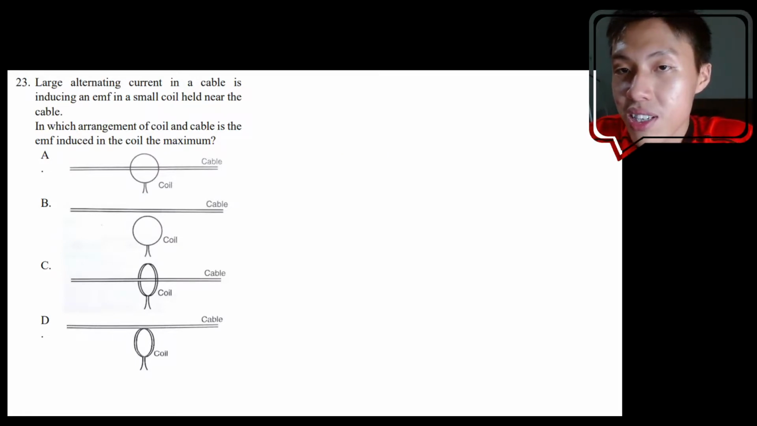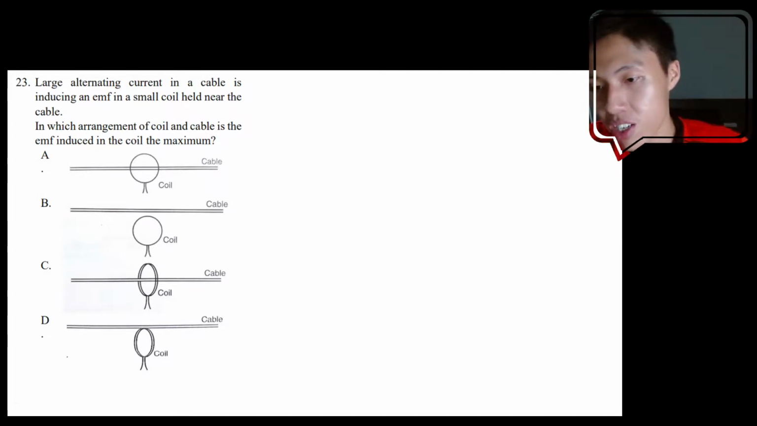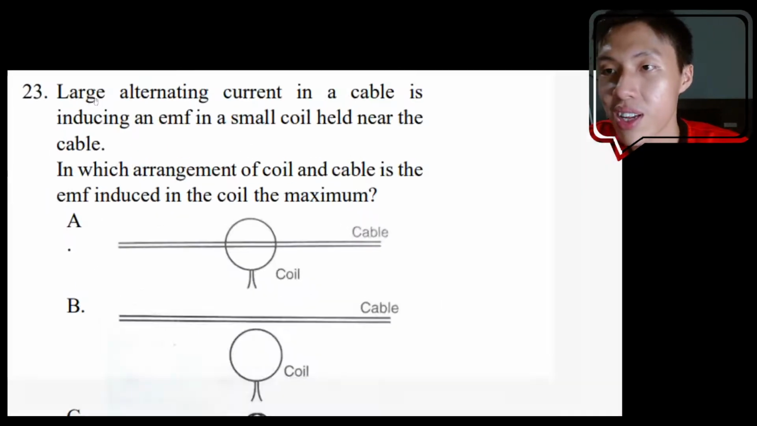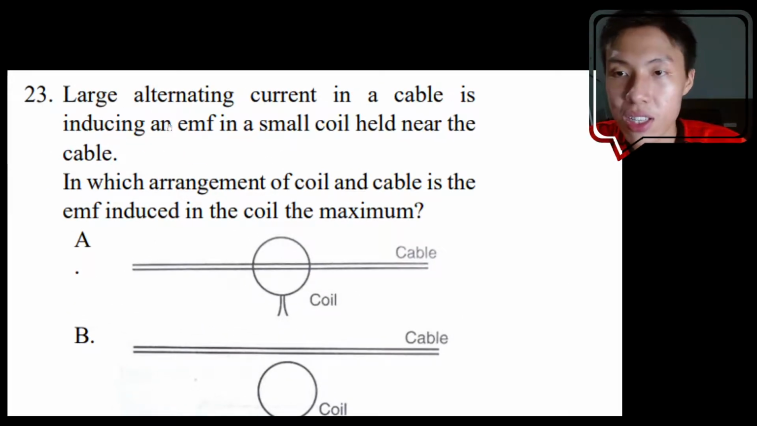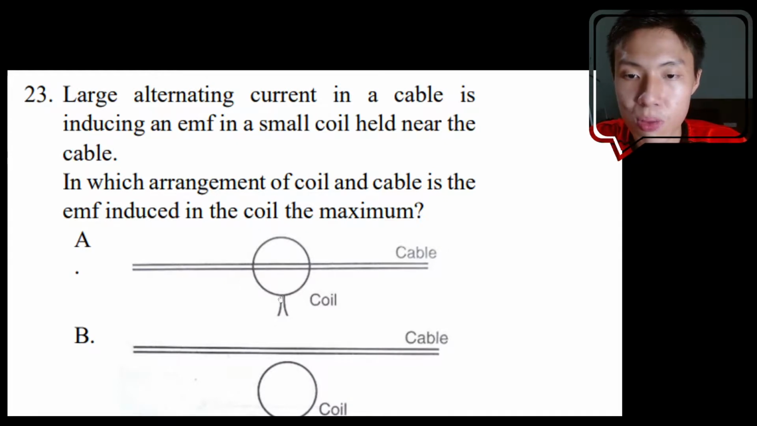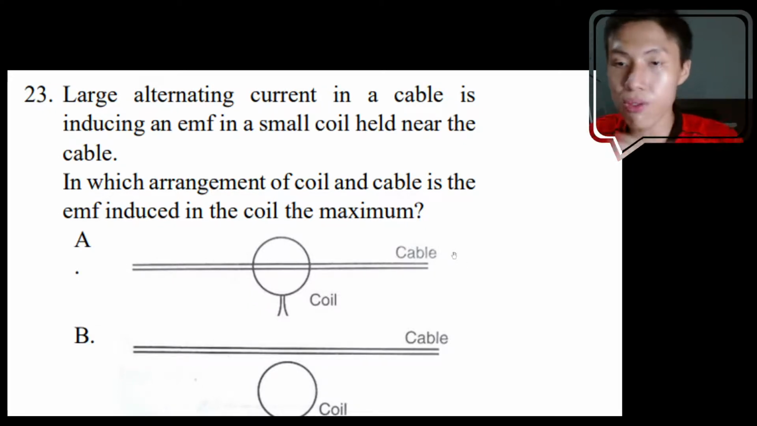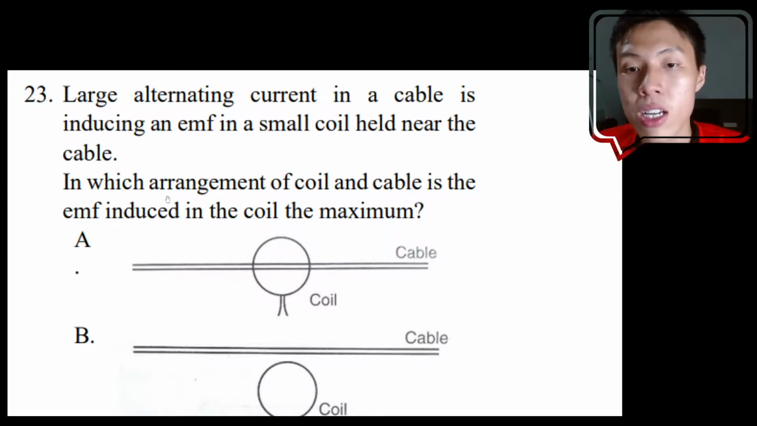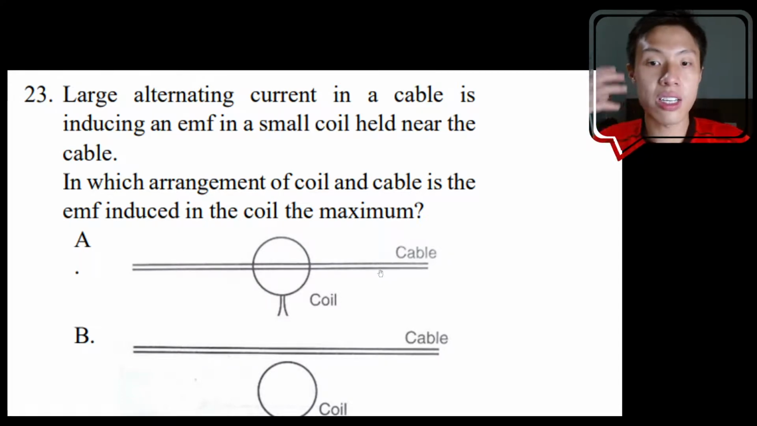Large alternating current in a cable is inducing an EMF in a small coil held near the cable. In which range should I zoom in? So this small coil here is held near the cable. You are trying to put a large alternating current in this cable. So in this cable, the current is flowing to the left, to the right, to the left, to the right, and keeps on changing direction. Because it keeps on changing direction, the current is changing.